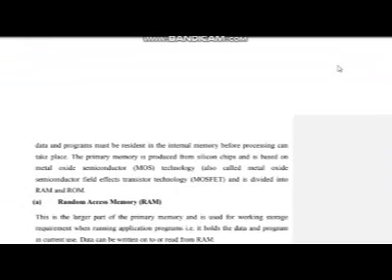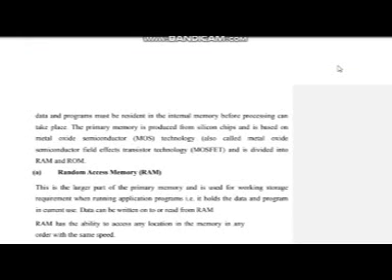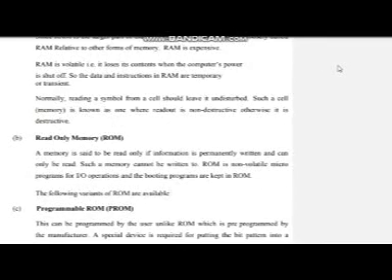Random access memory is your primary memory, which I've explained earlier on, so I won't dive much into it. Read-only memory, let me just explain this. A memory is said to be read-only if information is permanently written and can only be read; the memory cannot be written to. ROM is non-volatile. Microprogram for input and output operation, and the booting program are kept in the ROM.